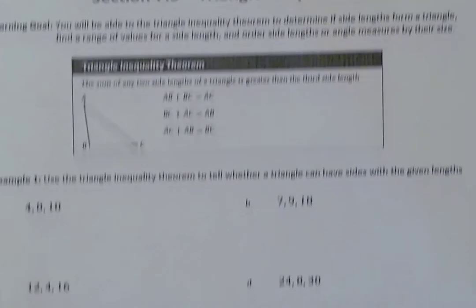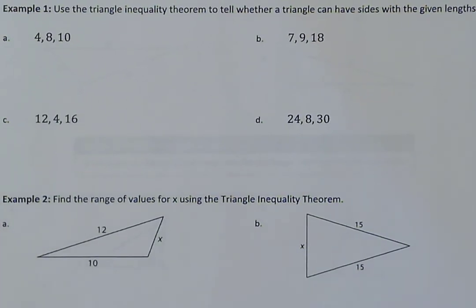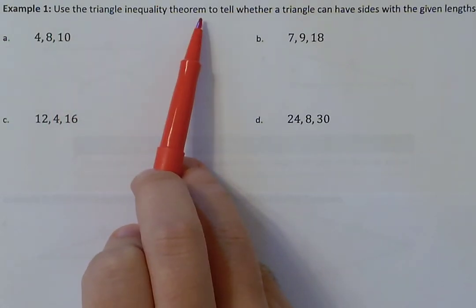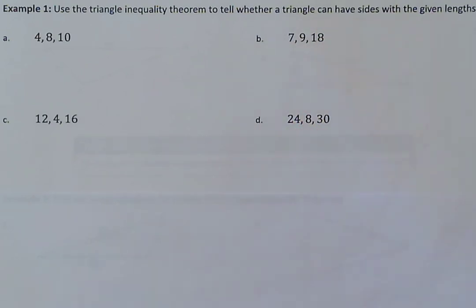Now, example 1 is going to ask us to go through and determine if the given lengths form a triangle. So example 1 says, use the triangle inequality theorem to tell whether a triangle can have sides with the given lengths. So that's going to be our focus for example 1. Each problem, they're going to give you 3 different measures of potential side lengths. They want you to figure out if these 3 measures can form a triangle. So we're going to use the triangle inequality theorem, which states the sum of any two lengths should be greater than the third side length.